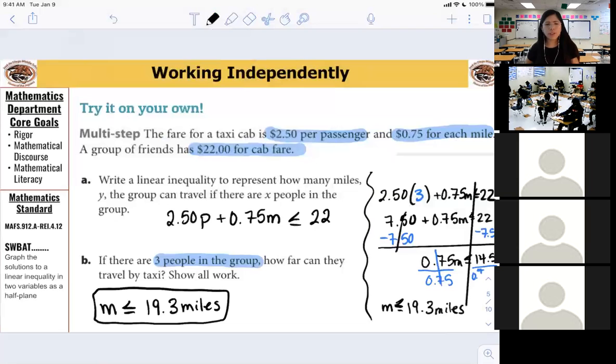Okay, so do I have questions on part B? That was definitely a little bit more challenging, but essentially we just had to plug in that 3 and then see what you get for the value of m. Any questions?